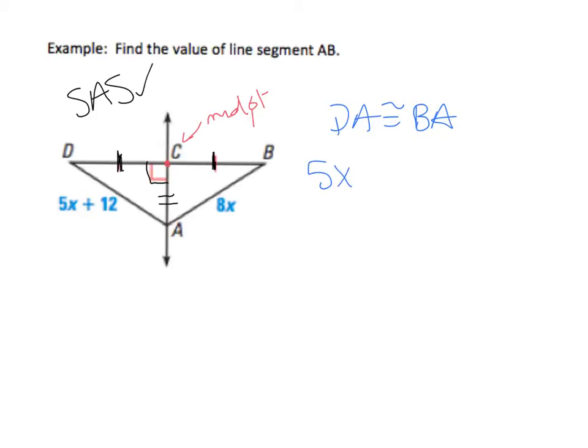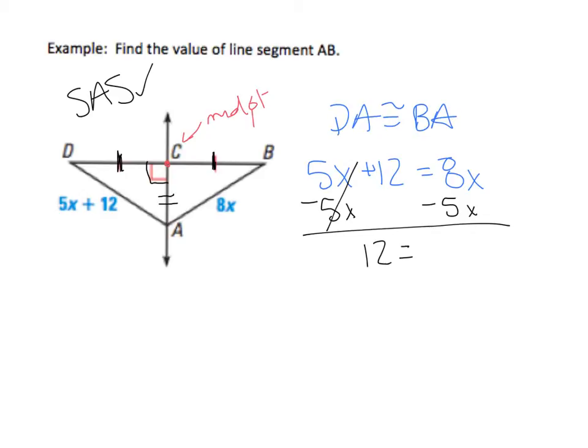So 5x plus 12 equals 8x. We're going to subtract 5x from both sides. That cancels out. 12 equals 3x. Divide both sides by 3, and we get that x is equal to 4. That's not what the question asked for, so don't stop there.